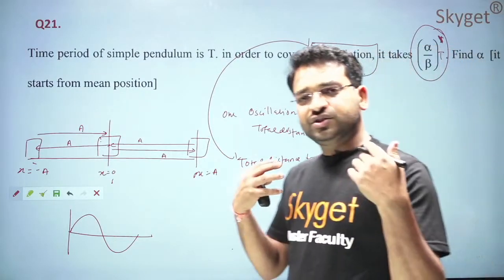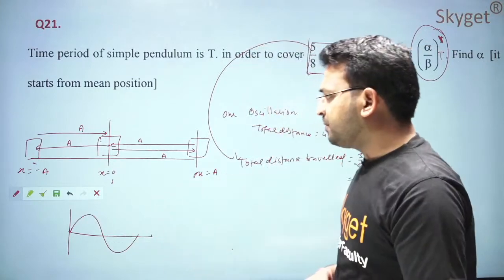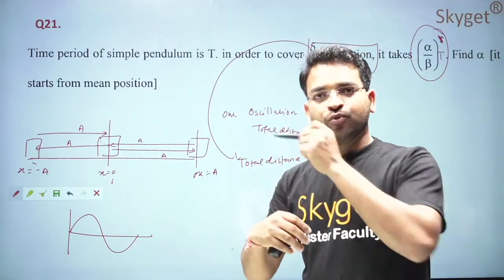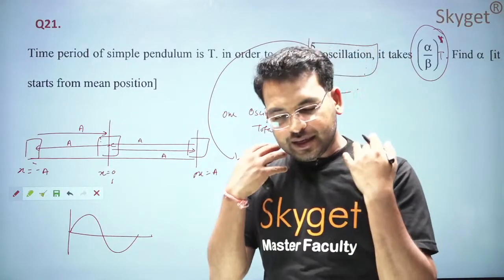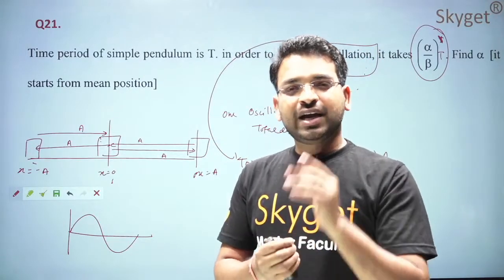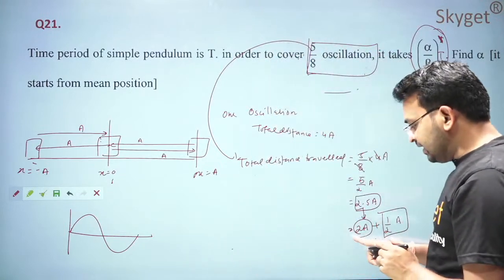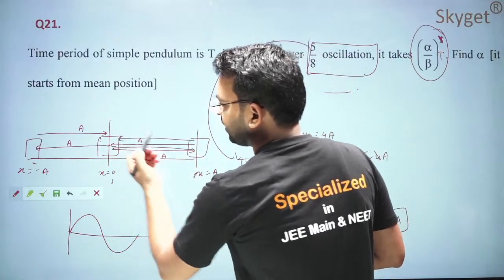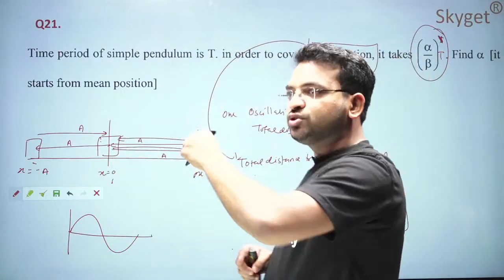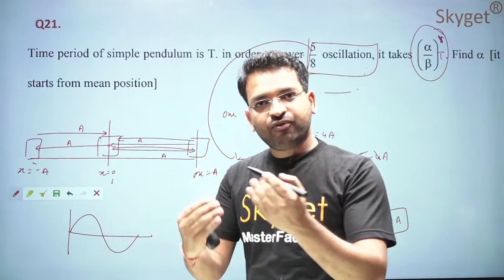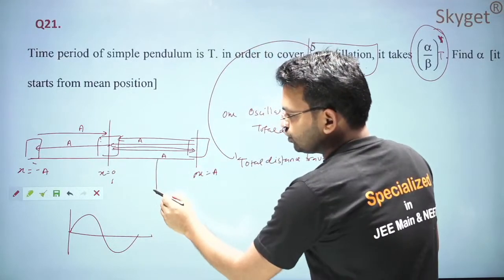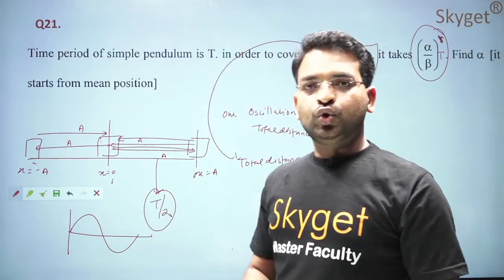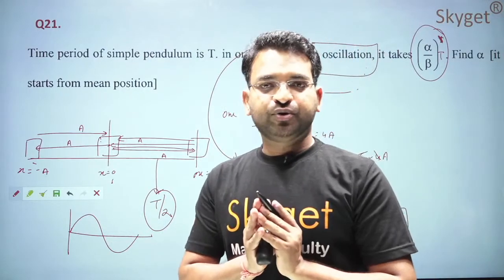Now this question can be done orally. For example, if I ask you how much time you will take to travel in one oscillation, if you are taking total time to be T, then half of the oscillation will be how much? In that case you will travel 2A. It means you will come over here and then you will go over here, right? So in a complete oscillation, if you're taking T time, in half of the oscillation you will take T by 2 time. This is up to half of the oscillation.